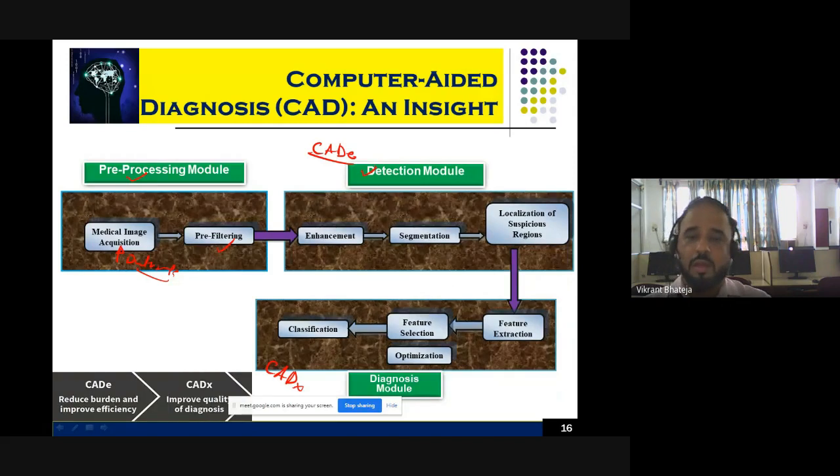So here we see that when we say CAD of medical imaging, we generally have two terms: one is CAD-E and another is CAD-X. Now, the topic that we are taking up here is a third term, certainly computer aided analysis, where we are augmenting this term, computer aided analysis.